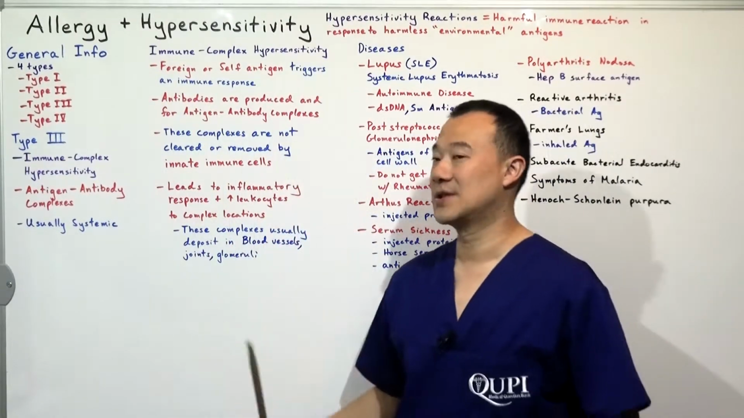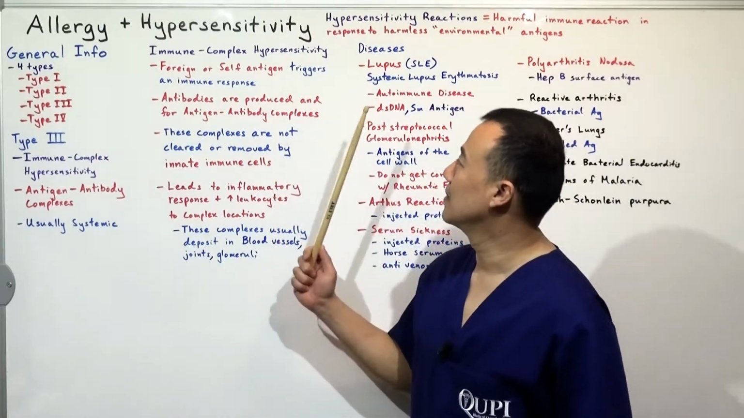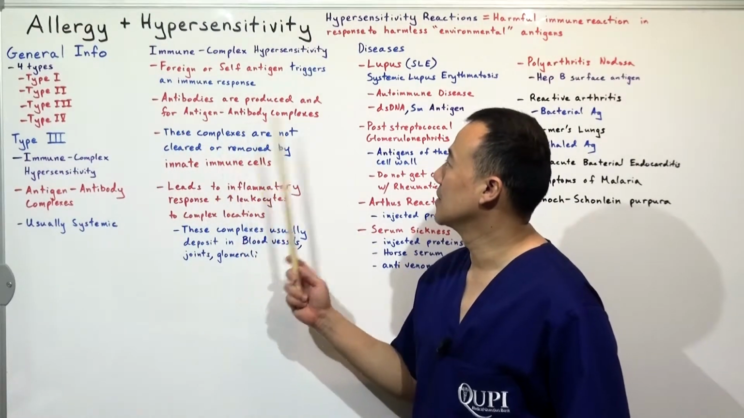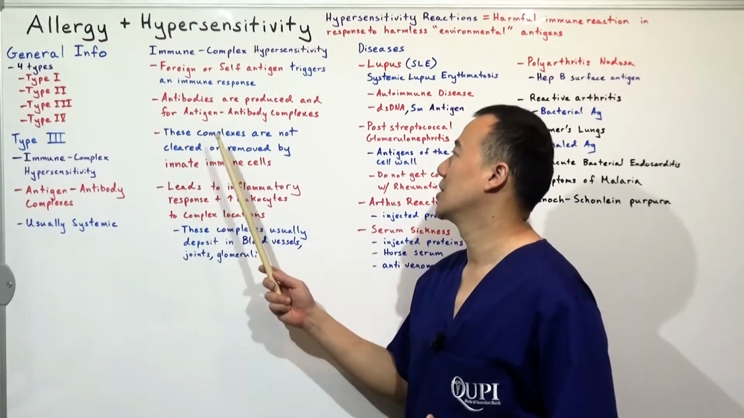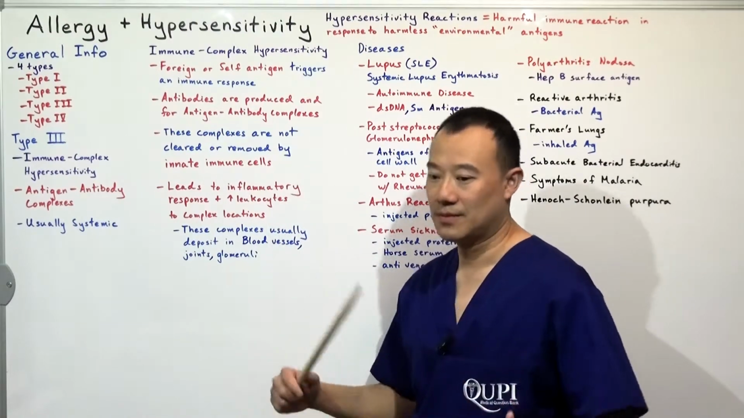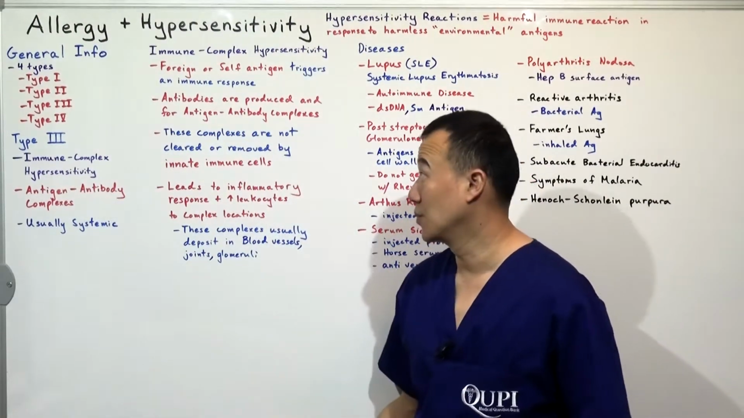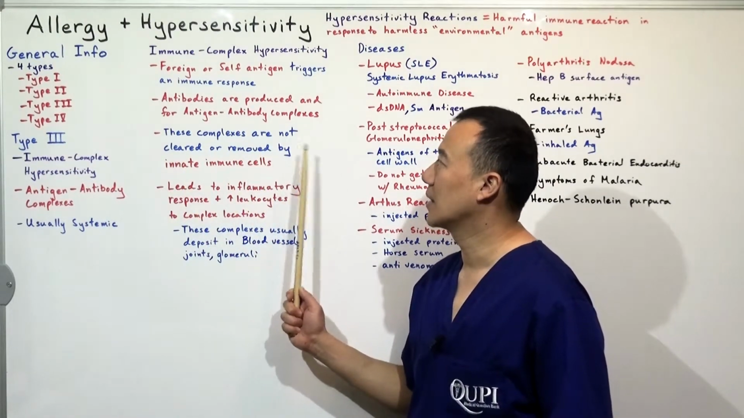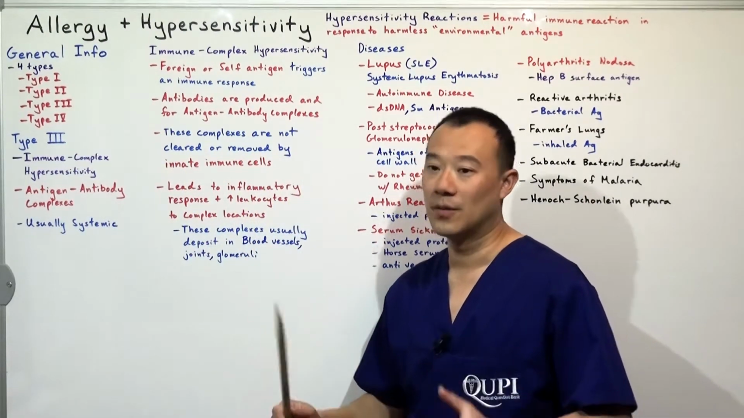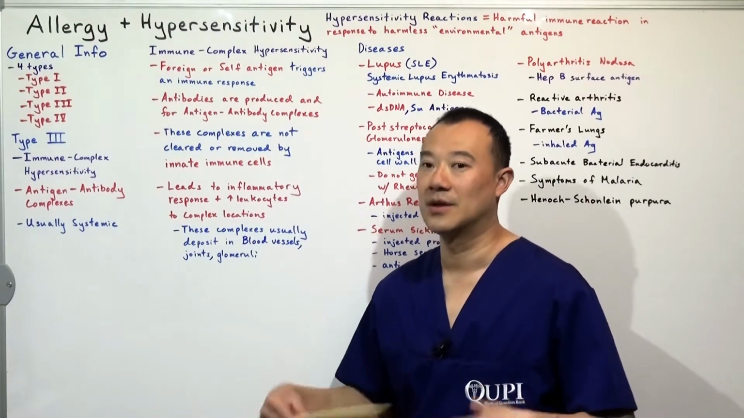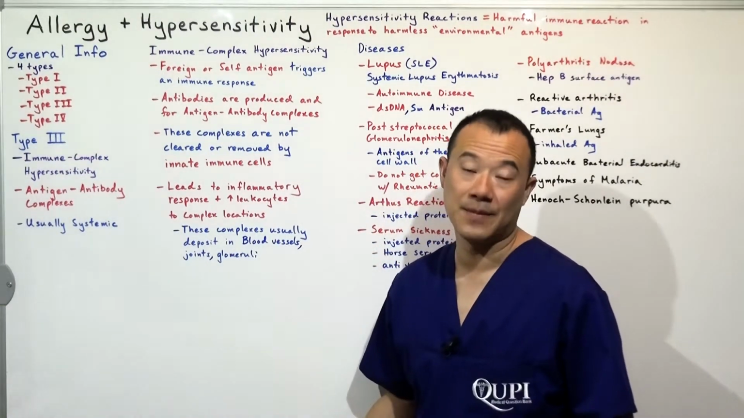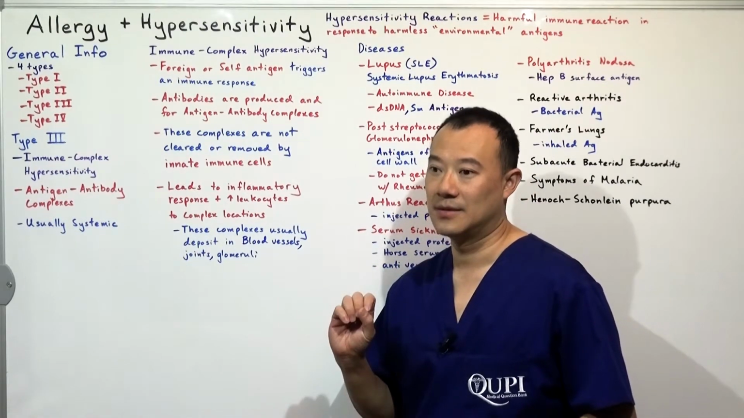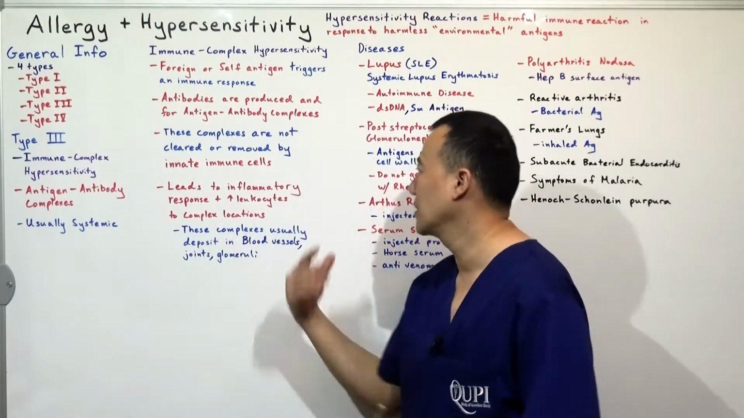You have a foreign or self-antigen that triggers the immune system, okay? It triggers an immune response. The antibodies are produced and they form these antigen-antibody complexes, which is what antibodies do. But here's the problem. These complexes are not cleared or removed. So after they form, they need to be removed. They need to be cleared out of the blood. And if this doesn't happen, these complexes can cause problems. You'll see.